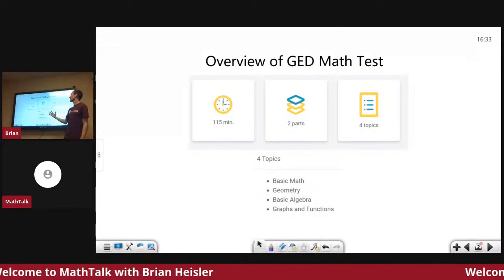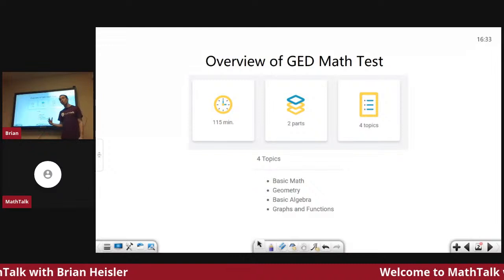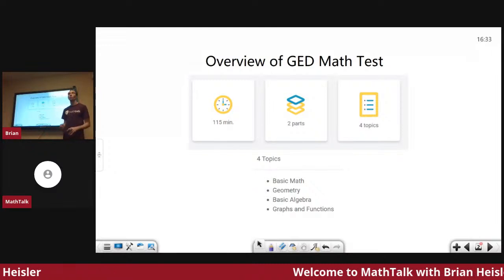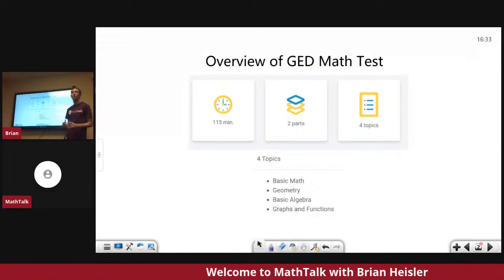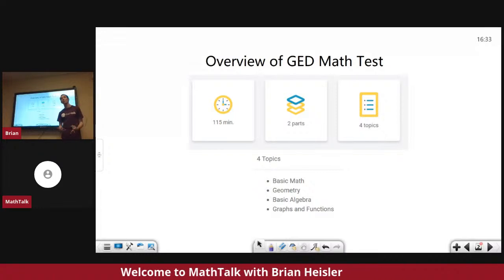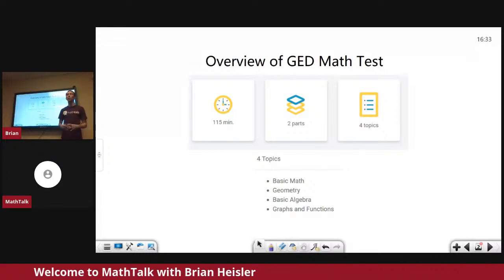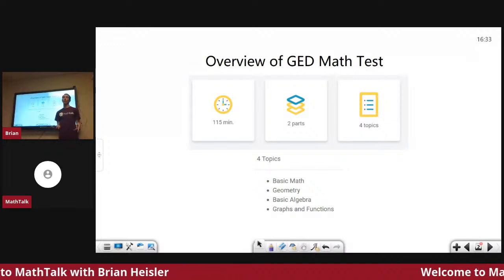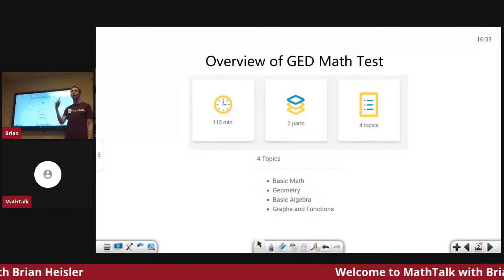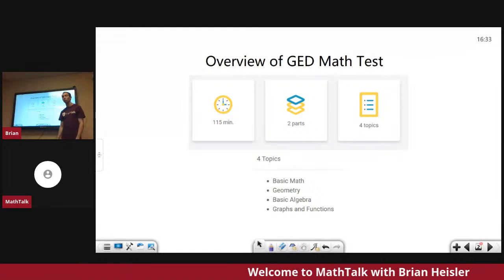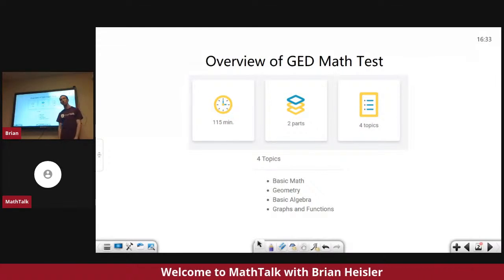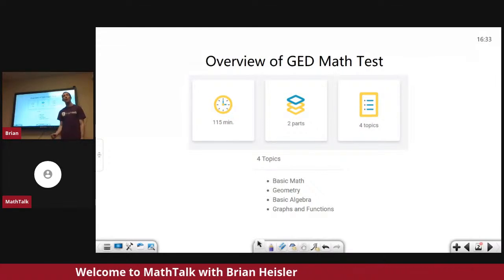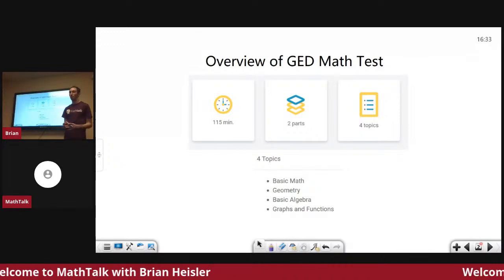the GED math test is 115 minutes. It's just shy of 2 hours. There are two different parts to it. The first part is what we call the non-calculator section. It's about 5 to 7 questions, and you cannot use a calculator. It has to go straight from the mind, or scrap paper if you want to use that. Not notes, but scrap paper. Sorry, I want to make sure to specify that. But you cannot use a calculator.